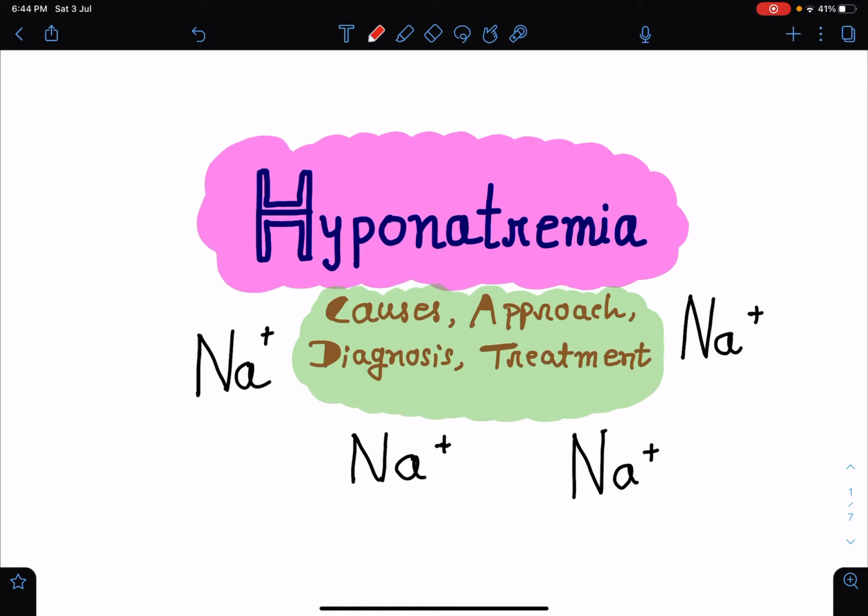In my today's class, I am going to discuss hyponatremia, which is a very important topic and is also considered a medical emergency. So we need to know about hyponatremia. In today's class, I will talk about the causes of hyponatremia, the approach to a patient of hyponatremia, how we diagnose a case and how we treat a case of hyponatremia.